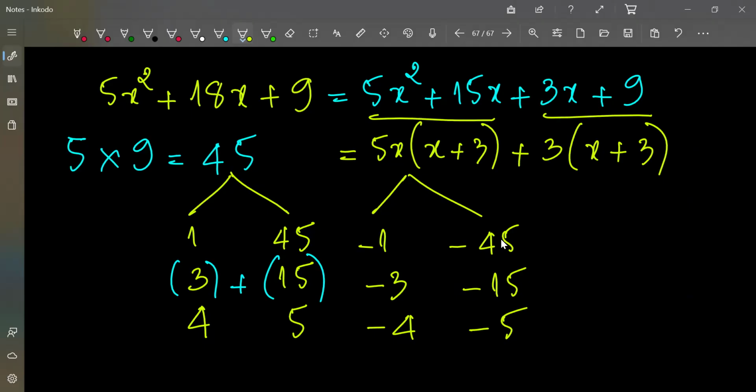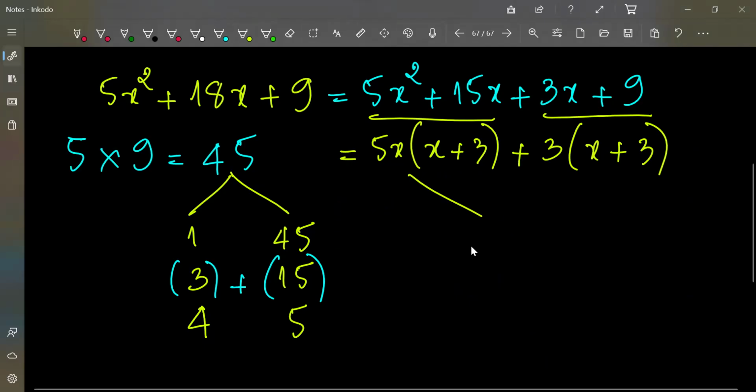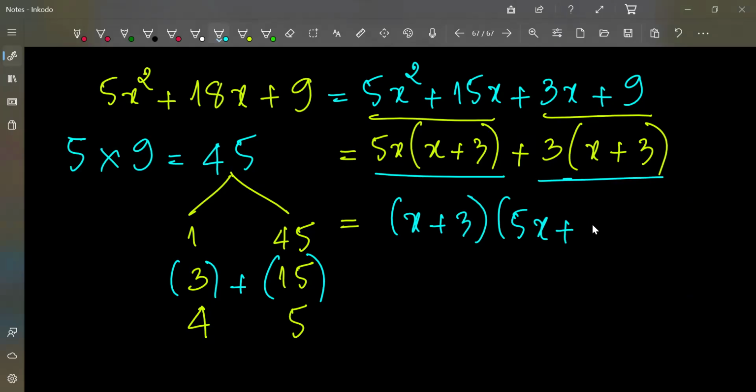Okay, after that, let's continue to factor it again. So now, let's factor x plus 3 out of this expression. We get x plus 3, and what is left of this term is 5x and what is left of this term is positive 3. Okay.